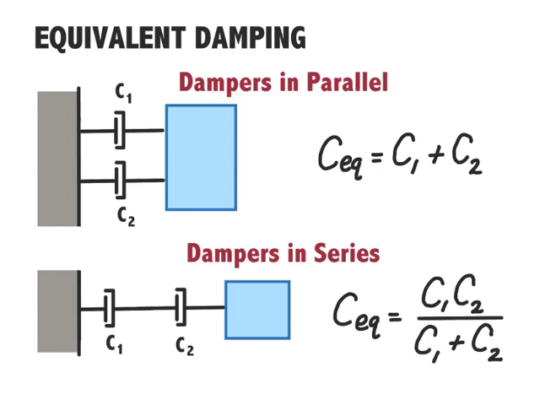I'd like to close this lecture by giving you the rules for the equivalent damping of dampers in parallel and dampers in series. And the rules here are exactly the same as we found with springs. So for dampers in parallel, we simply have to add the two damper coefficients together. The equivalent damping is C1 plus C2. For dampers in series, we find the equivalent damping by multiplying C1 by C2 and dividing by the sum of them.